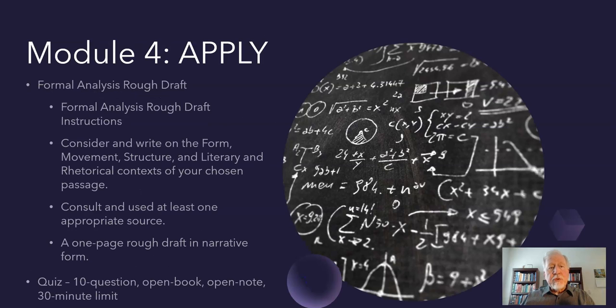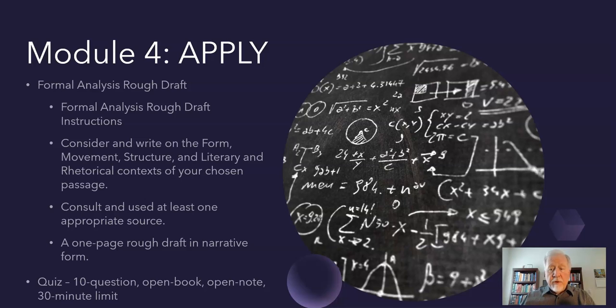And then you will do your formal analysis rough draft. Now that's a one-page piece that you're going to do with your final exegetical paper in mind, with a focus on your chosen passage in Ephesians. Of course, there's a very important document, the formal analysis rough draft instructions, that has all the specifics. So obviously you're going to want to download that, at least have it in front of you.